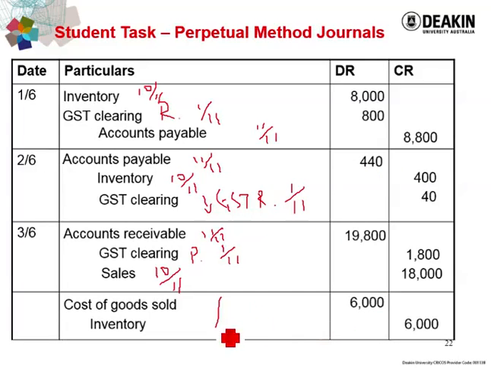Okay, and for this second entry, there is no GST because we always record our inventory net of GST. Therefore, when we record the cost of goods sold, there is no GST effect.